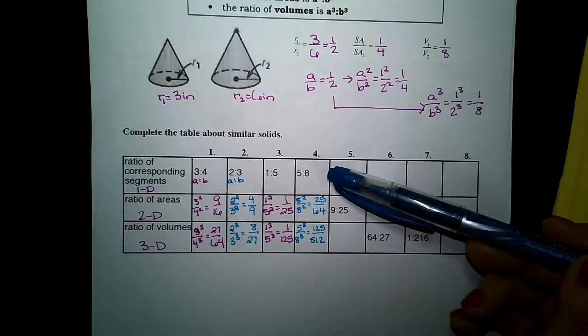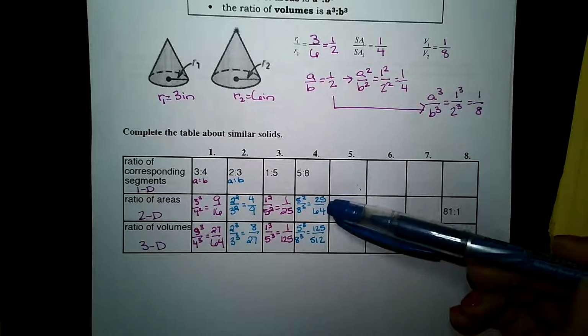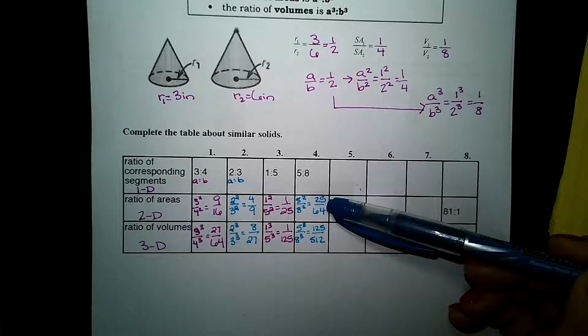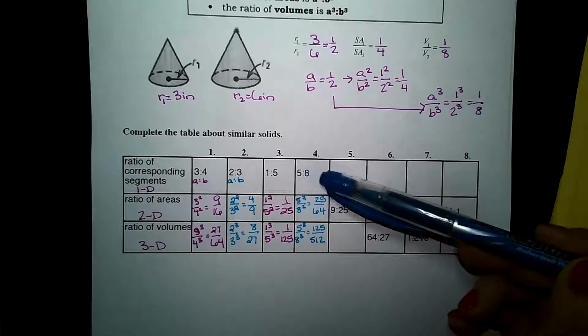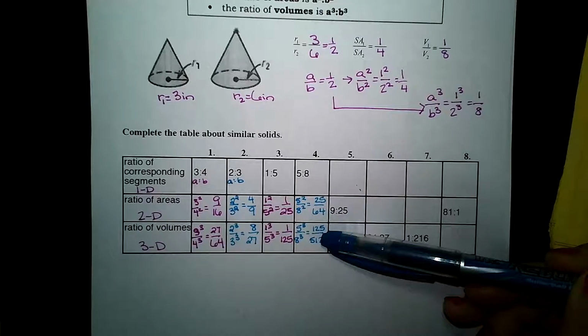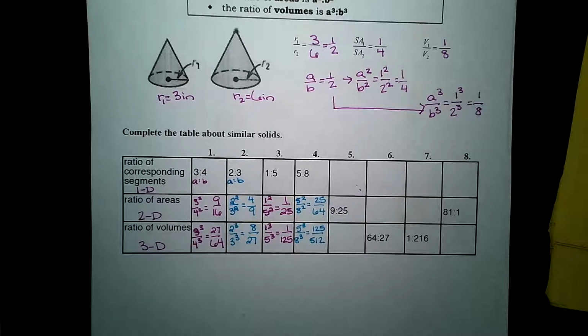The linear measures are 5 to 8. Square them, and you'll get an area ratio of 25 to 64. Go back and cube them, and you'll get a volume ratio of 125 to 512.